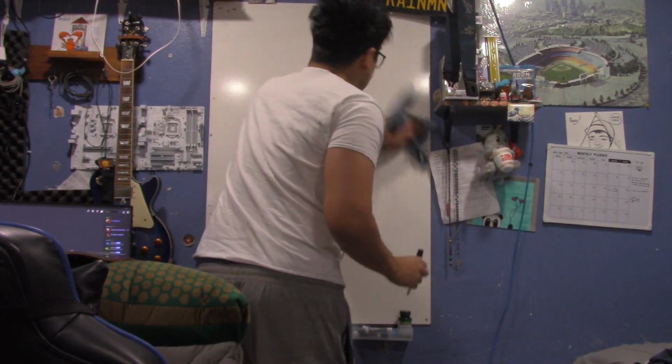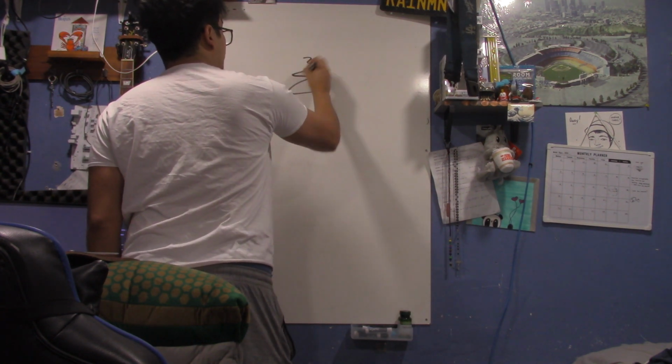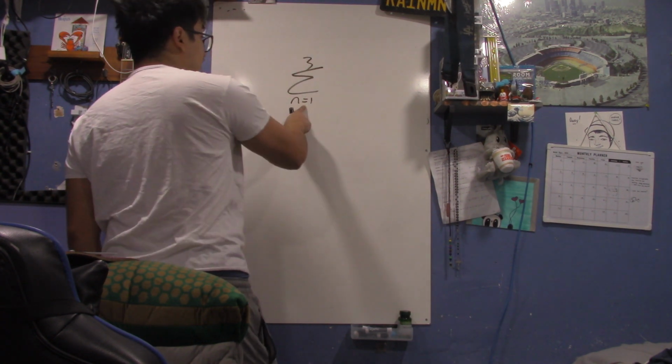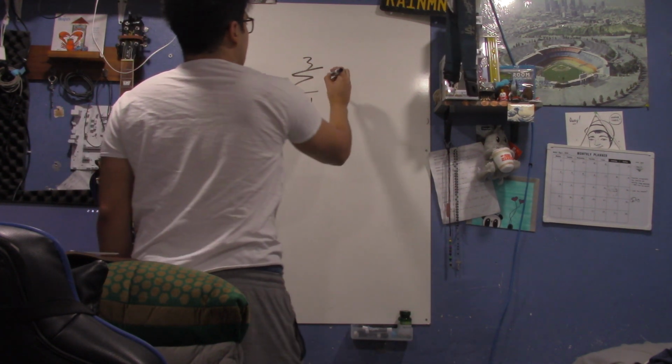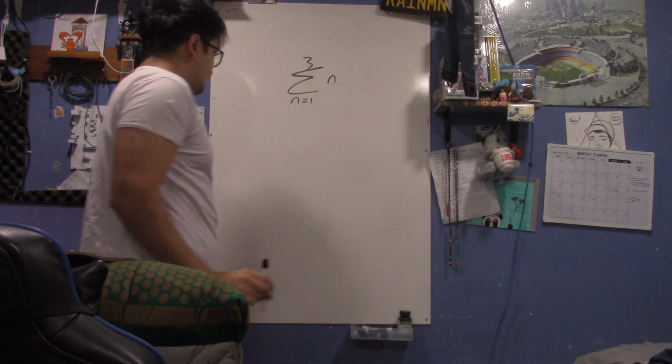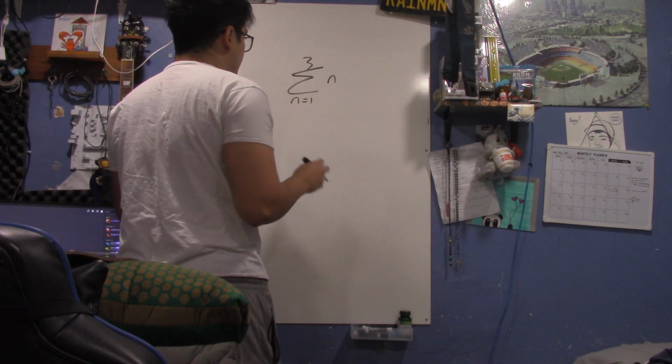Alright, so let's go ahead and talk about series. Let's say we have the series going to 3, starting at 1. Starting at 1 on the bottom, stopping at 3 on the top of n. So what does this mean? This is asking us to evaluate the function when we plug in different values of n.